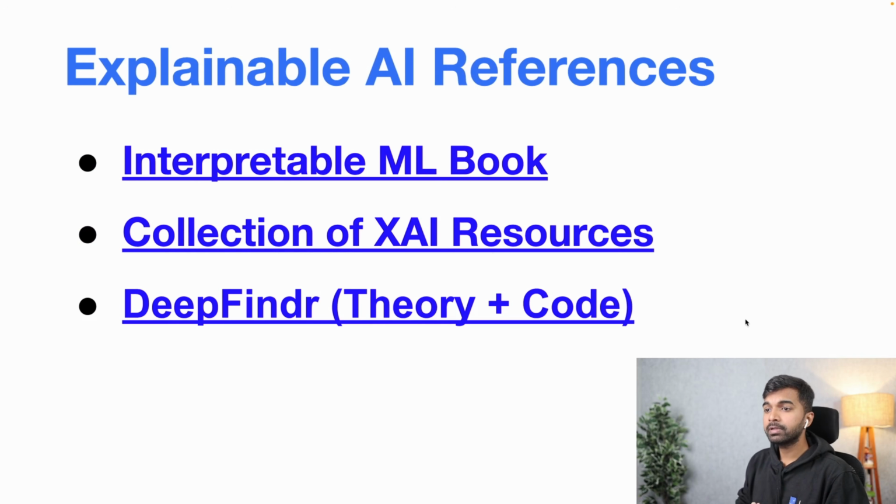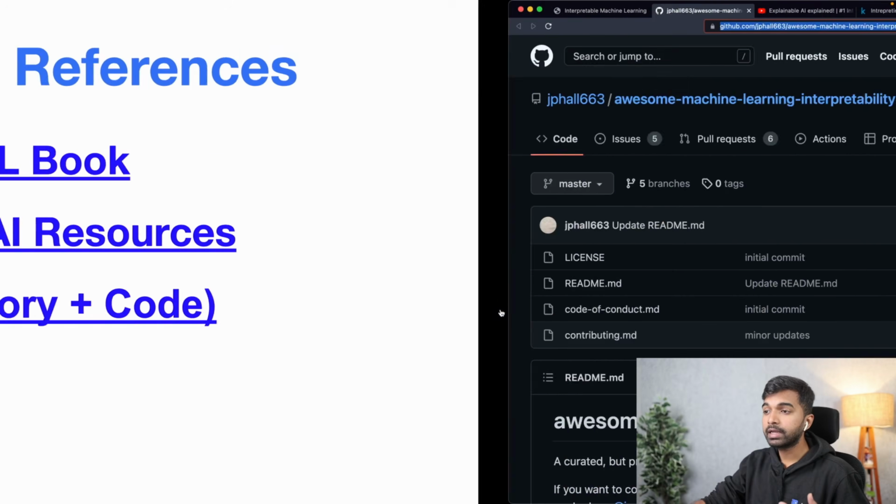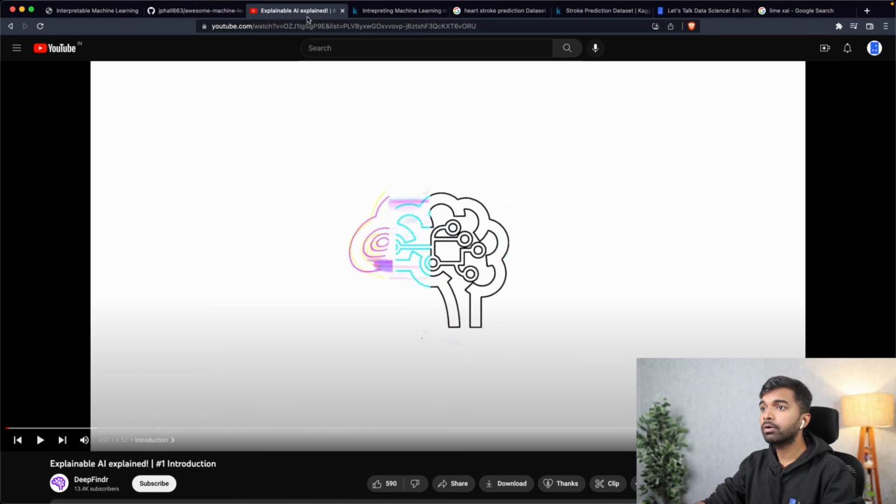Then I want to share with you a tutorial, a series of tutorials. So this is on this YouTube channel called Deep Finder, where you have both the theory of explainable AI, specifically these 3 or 4 techniques that we're talking about, and you also have coding examples. So I encourage you to check out this particular playlist. It would be about a couple of hours long, not too long. So just check out this playlist here.